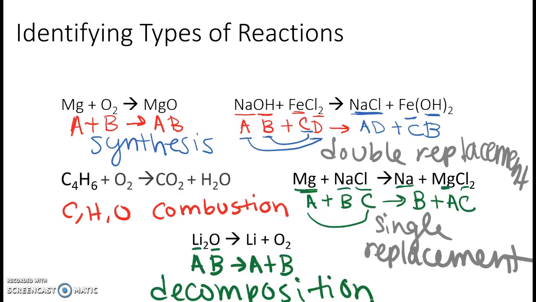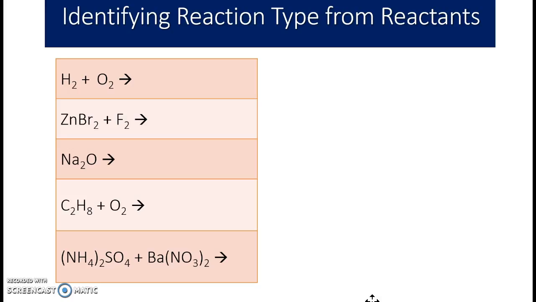One other skill that you may need to know is how to identify the reaction type just from the reactant. So we're also going to go through some examples of this. So let's say you're just given the reactants and you're asked to predict the products, but you don't know what type of reaction it is. You do need to know the type of reaction in order to be able to predict the products.